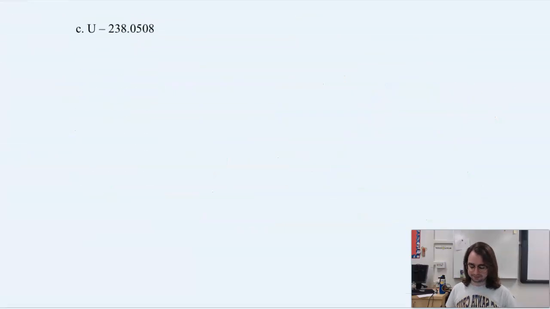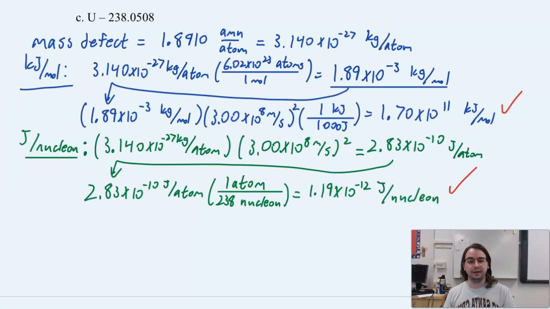Let's try one more. This one, give yourself another pause. See if you can work through this one. We're dealing with uranium-238. Come on back when you're finished. Okay, same process, just different numbers.